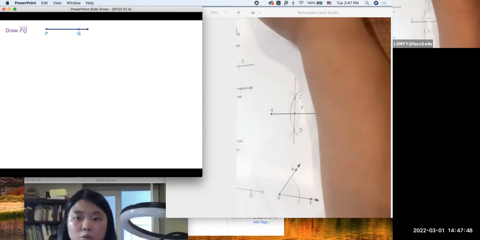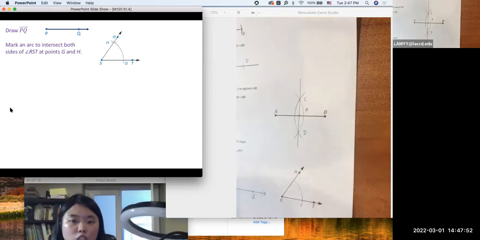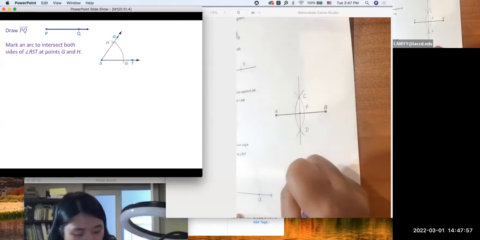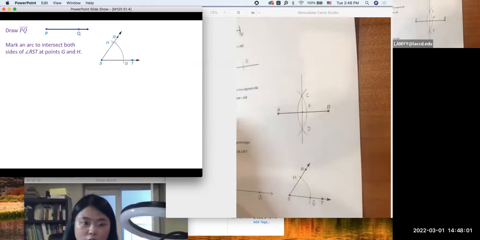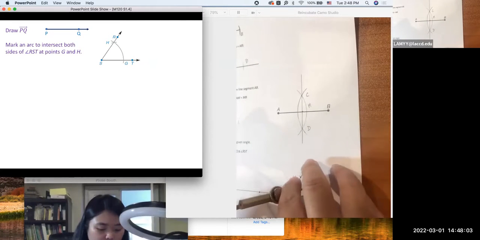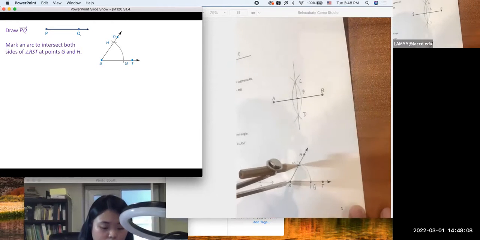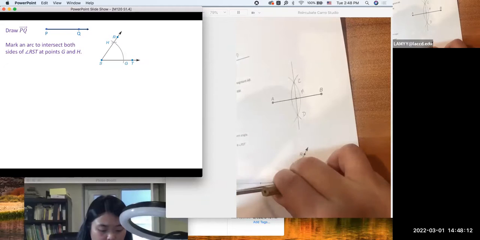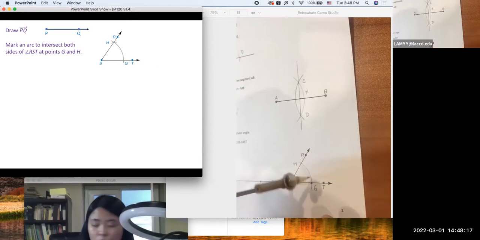And this one, we call that the GH. The G here, and then the H here. After you draw it, make sure you don't change the radius. Keep this radius. After you draw the GH, wait, let me do it one more time. The arc GH, keep the radius here.